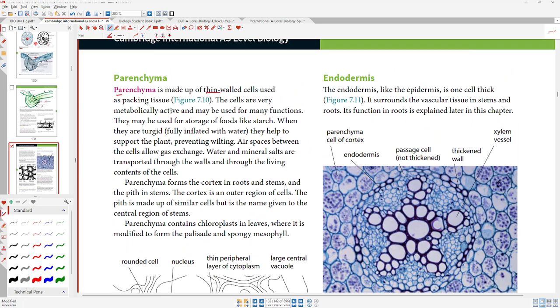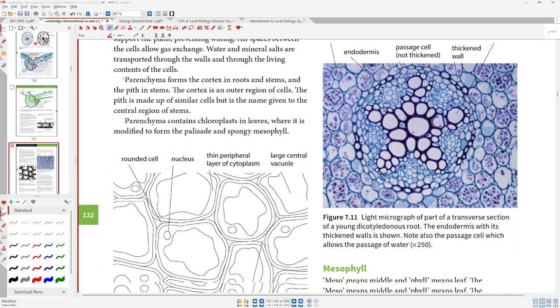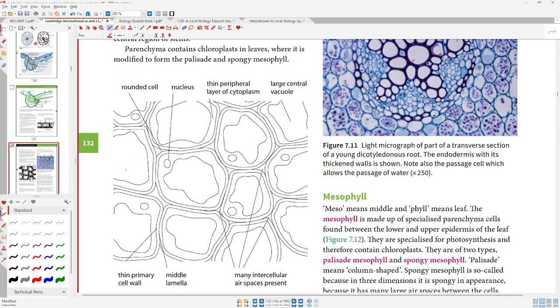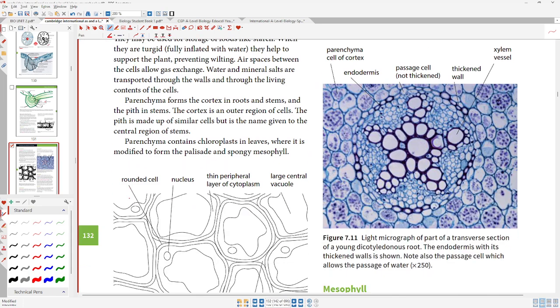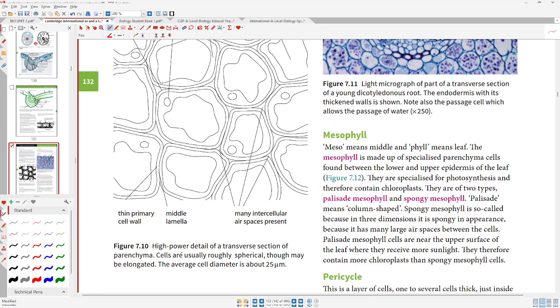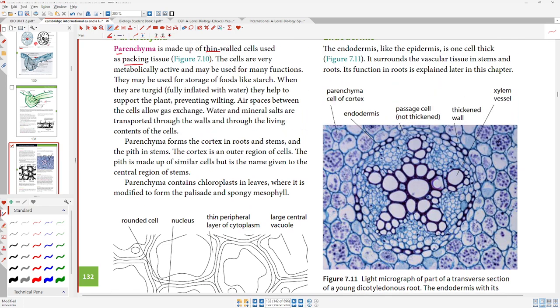So parenchyma is made up of thin-walled cells used as packing tissue. Is this 7 by 10? Yes. So this is a parenchyma transverse section. Okay, and these cells are very metabolically active and may be used for very many functions. They may be used for storage. When turgid, they help to support the plant. Air spaces allow gas exchange. Water and minerals are transported through these walls and through living contents. Parenchyma also forms the cortex in the roots and stems.